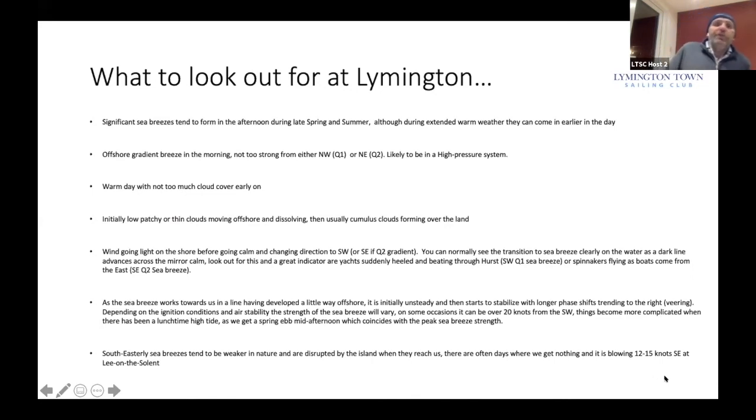So significant sea breezes tend to form in the afternoon during late spring and summer, assuming all our conditions are right. Although during extended warm weather, they can come earlier in the day. So that 7th of June example I showed you was at 10:30 when it came in.